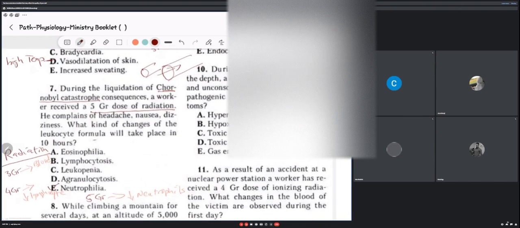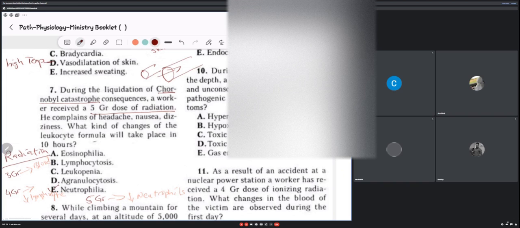During an emergency rise from the depths, what does this tell you? Is it a skydiver or sea diver? Rise from the depths. This is a sea diver, obviously, isn't it? Because you can't rise from the depth. Depth means deep down. So you're rising now, that means the person is coming out from the water or the sea. A diver developed convulsions and unconsciousness. What is the basic pathogenic mechanism of such symptoms?